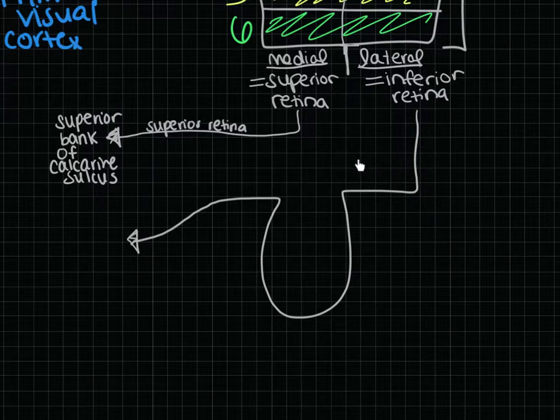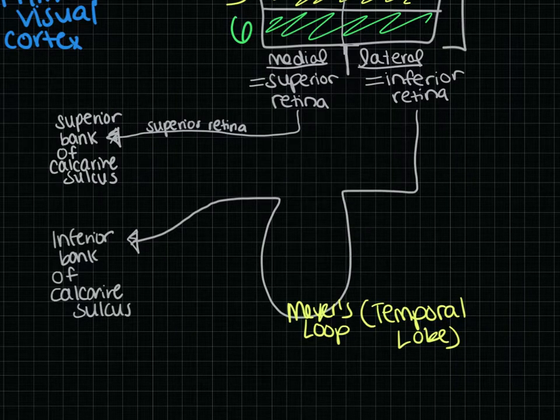However, while they're traveling, they are going to loop anterolaterally over the temporal horn of each lateral ventricle. So this loop is going to be called Meyer's loop, and then they are going to end up at the inferior bank of the calcarine sulcus. So pay attention to the fact that these inferior retinal fibers going through Meyer's loop are going to have visual information from the contralateral visual field, and they are going to be the superior visual field because they're coming from the inferior portion of the retina.